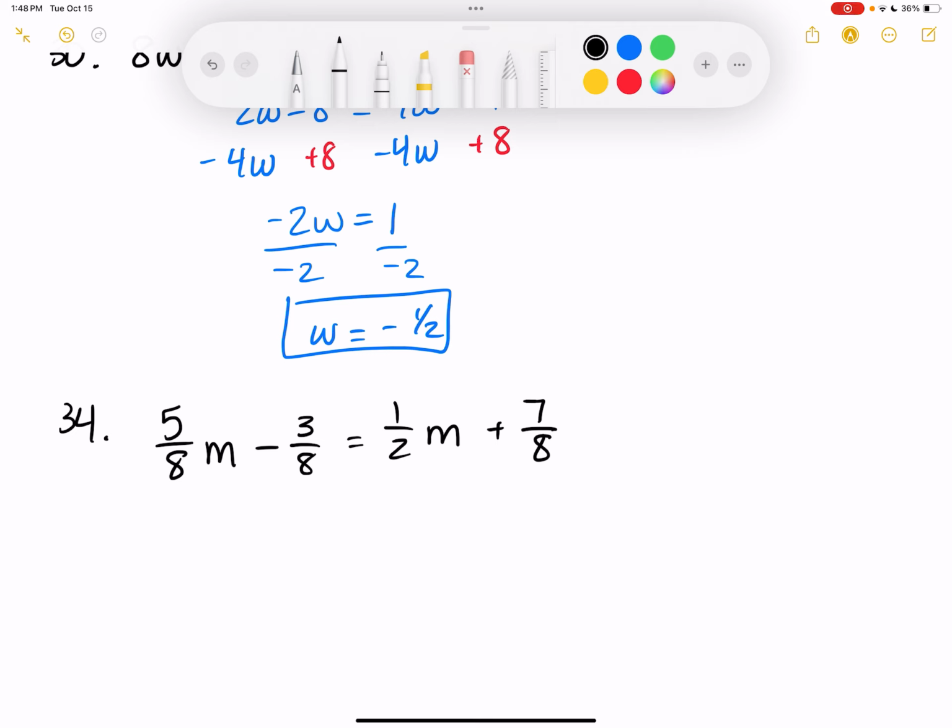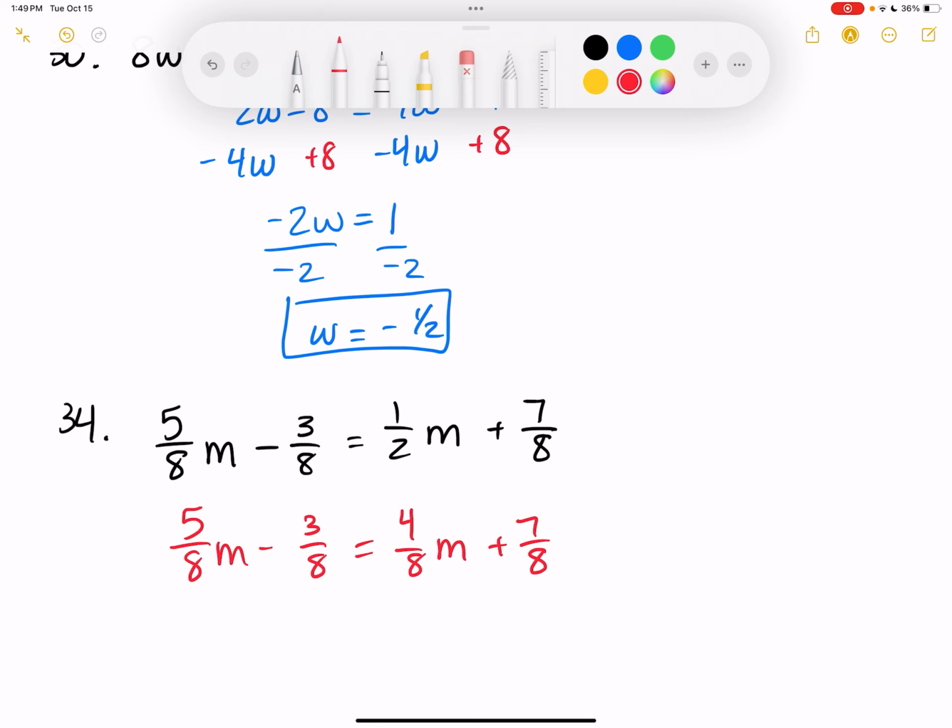So that makes life a little bit easier. But what do I need to do with this one first? Make 1/2 into 4/8. Okay, I can make 1/2 into 4/8 if I want to do it that way. So I'm going to rewrite this as 5/8 m minus 3/8 equals 4/8 m plus 7/8. Now, you don't have to do that as the very first step. You could wait until you actually move it around, but totally fine to go ahead and get the common denominator.